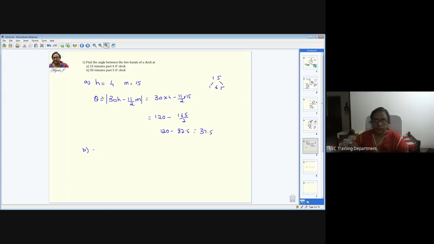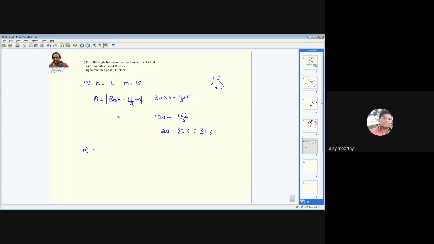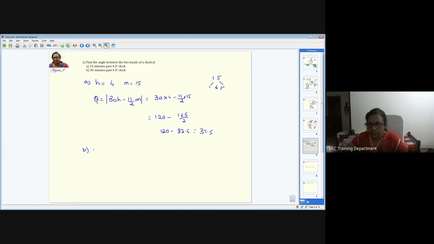This problem. Okay. See, this first problem, 15 minutes past 4 o'clock, you have to find the angle between the minute hand and the hour hand. So the data given here, you take it as 4 o'clock, so 4 is the number of hours and the minutes is 15 minutes. And you have the formula which yesterday we derived: theta is nothing but modulus of 30H minus 11 by 2M. So you replace H with 4: 30 into 4 minus 11 by 2 into 15. When you calculate this, you're going to get 37.5. So this is the angle between the minute hand and the hour hand at 4:15.